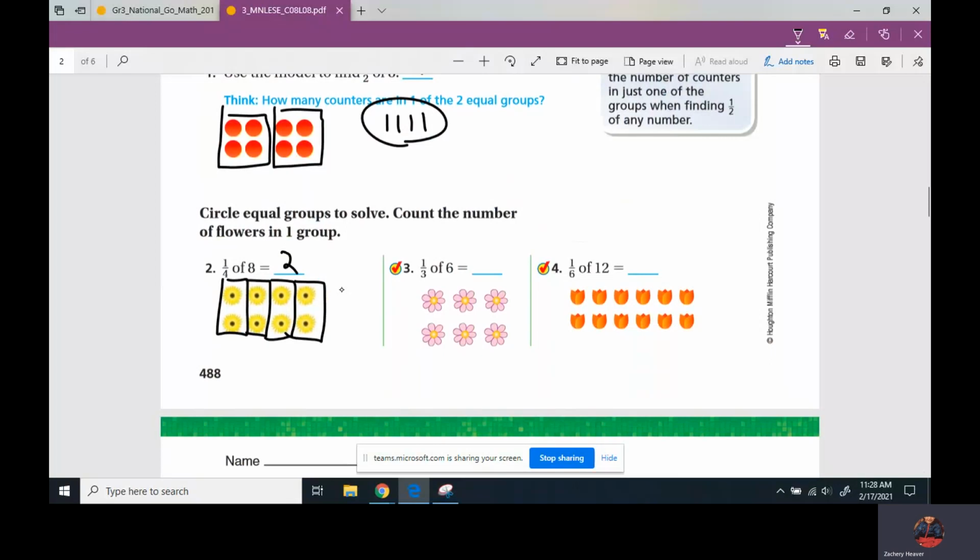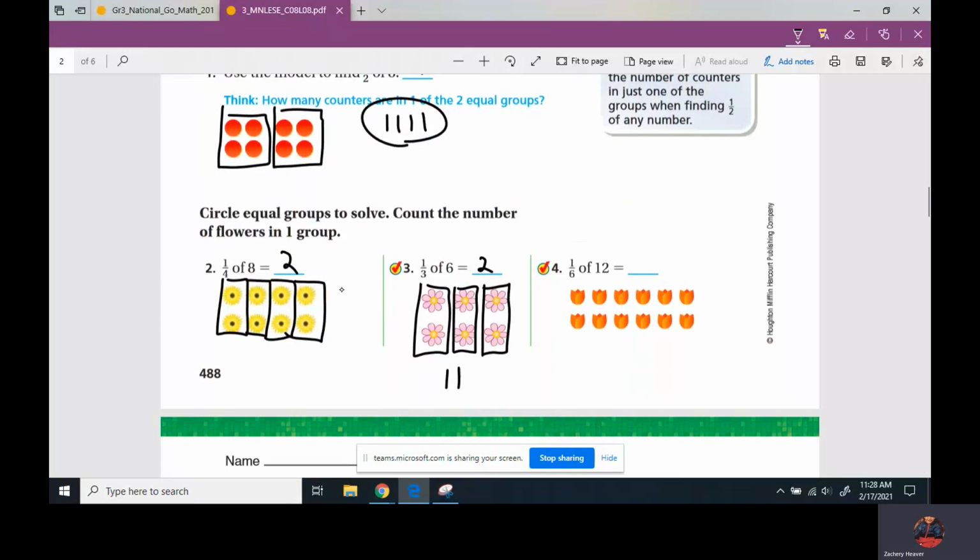1/3 of 6. How many times can 3 go into 6? 3, 6. So how many is going to be in each group? 2. There it is. And to make sure it's right, if I skip count 2 three times, I get 6.